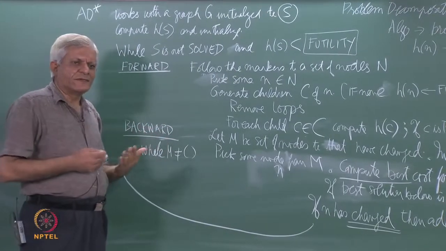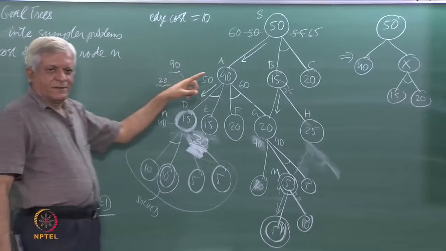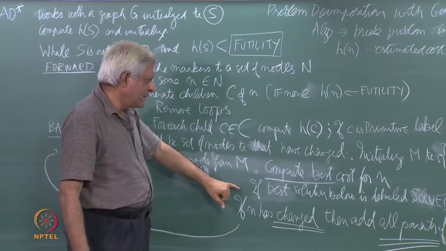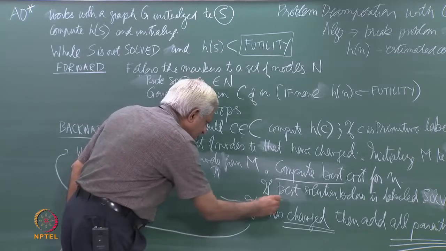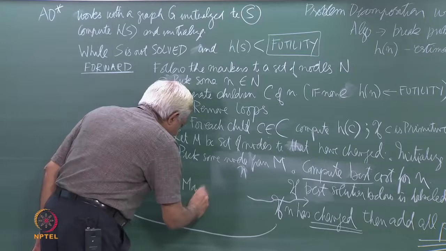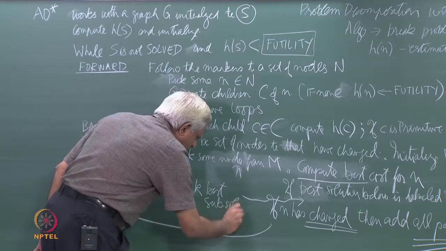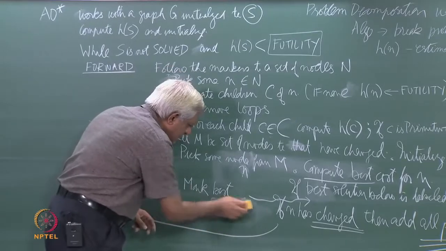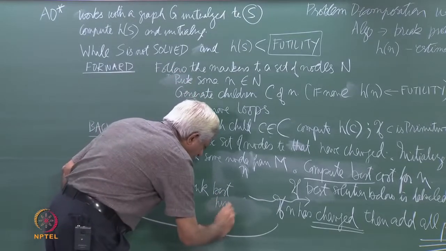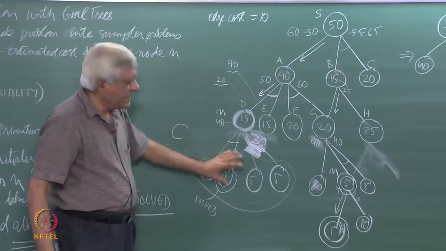So, the algorithm works in two phases. In the forward phase you move forward following the markers. Okay. So, I have missed out one step here. Somewhere here I must have this step: mark the best sub solution, or I should say hyper edge, because each of these is a hyper edge, just mark the best one.